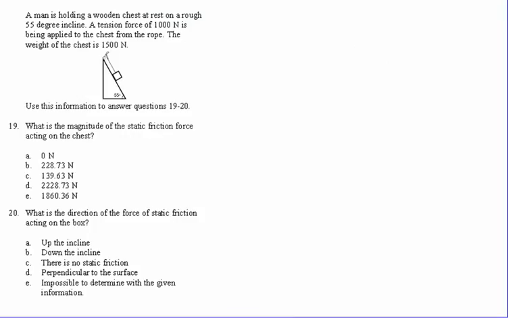All right. The last problem is here. This is 1920. A man's holding a wooden block at rest on a trough, 55-degree incline. All right. So again, as I always say, if you draw yourself a free body diagram, you cannot get these problems wrong. And again, it's just a methodical free body diagram.